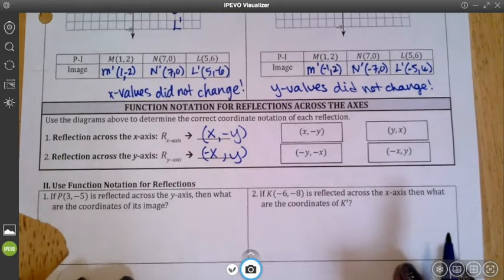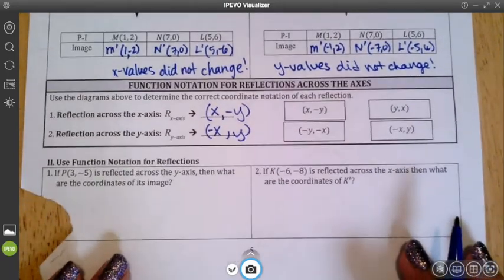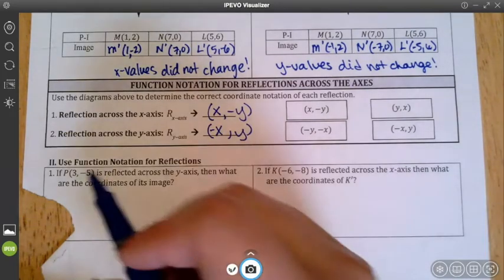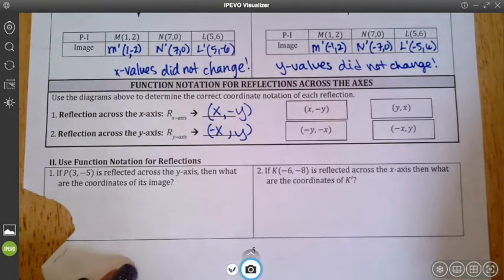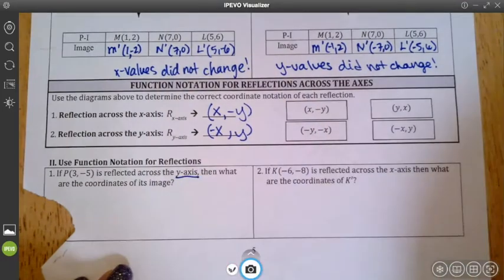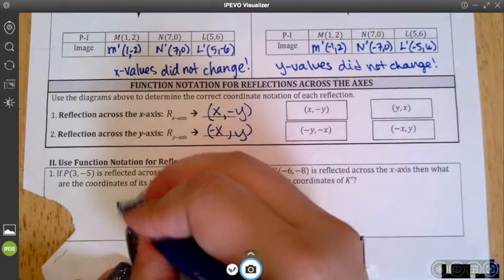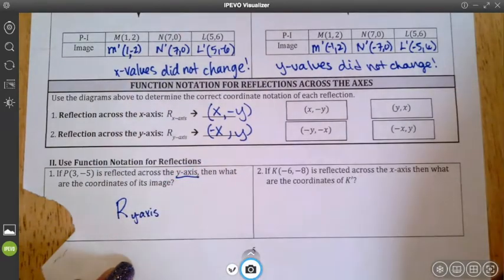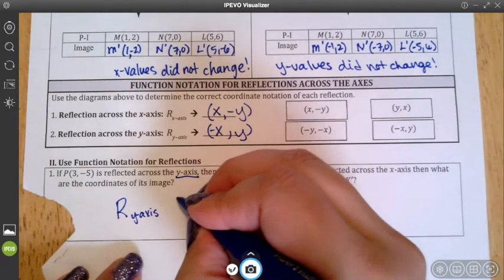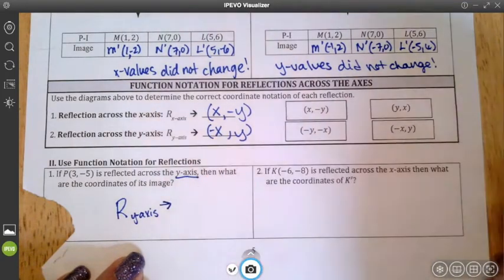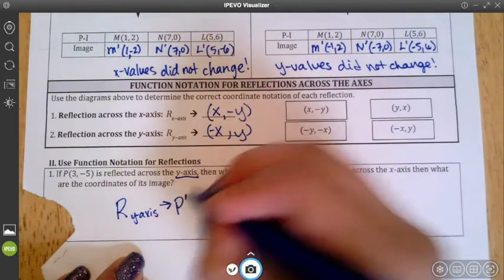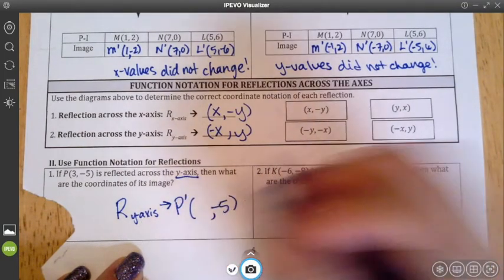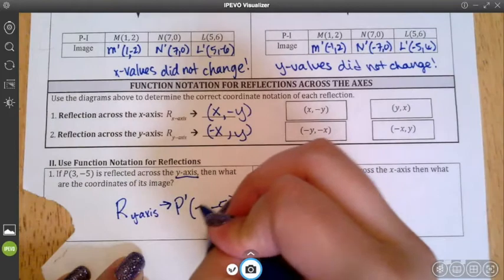So let's try these examples. Use function notation for the reflections. If point P, 3, negative 5, is reflected across the y-axis, what are the coordinates of its image? Reflection big R across the y-axis. And then we can say point P becomes P prime. Y-axis, the y value doesn't change. The x value changes from positive to negative.